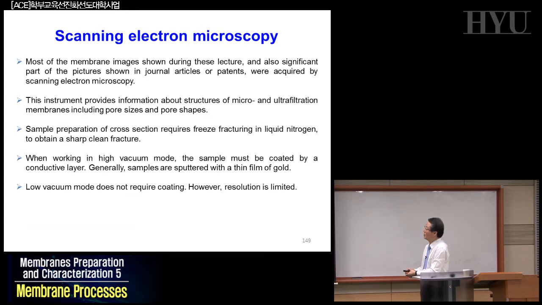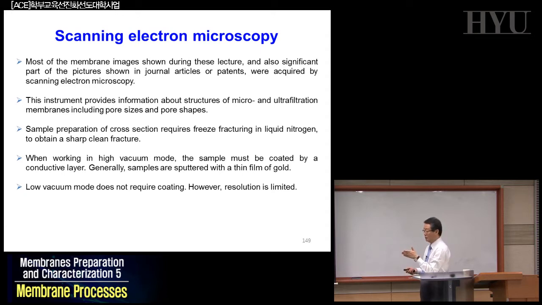Scanning electron microscope is the one that you get the image from about the membranes. Okay? This instrument gives us the information about the structure of the membrane, whether you have a pore or not, okay? In your surface or the cross sections. And also you can measure the pore size and distributions, of course, but pore size can be precisely measured with other techniques as well. But visually you can determine this pore size. Okay? You have to prepare your samples, so this is more like a destructive method rather than a non-destructive method.